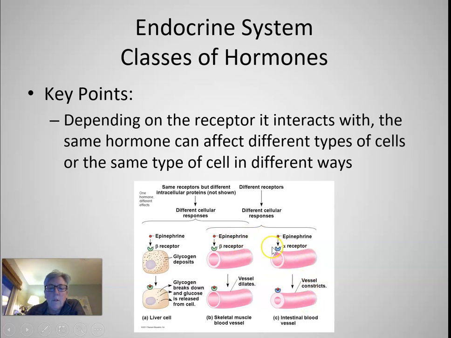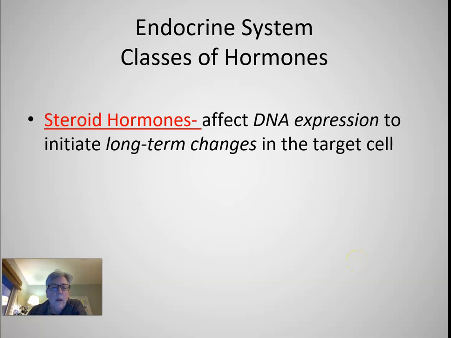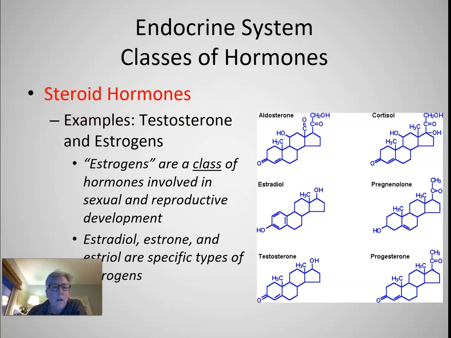Okay, so epinephrine in this case has two receptors it can bind to, both of which do different things when the epinephrine is bound to it. Another big class of hormones is called steroid hormones. I should say one big class is called steroid hormones, and they affect DNA expression and initiate long-term changes in the target cell. All right, steroids are a lipid.